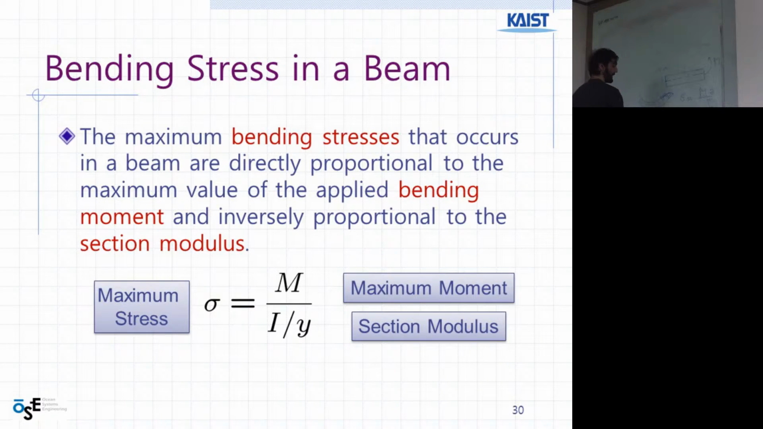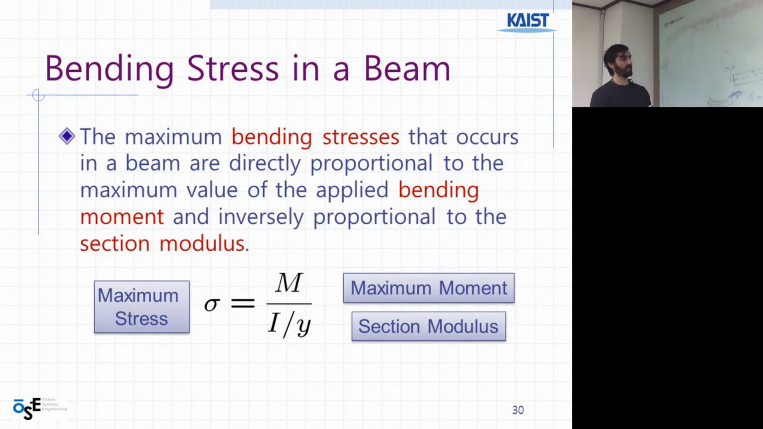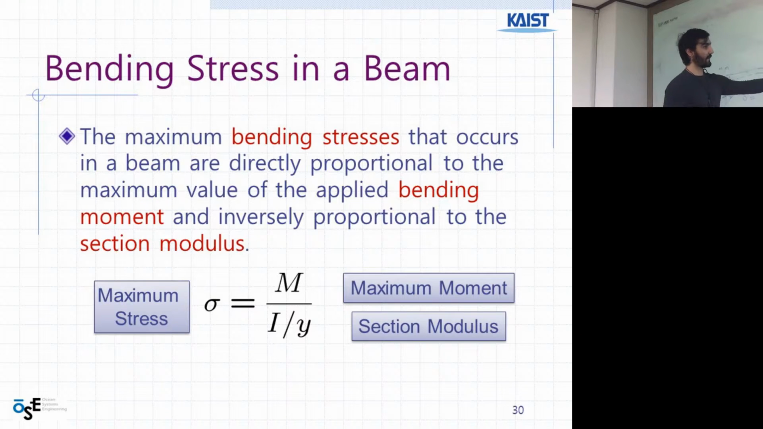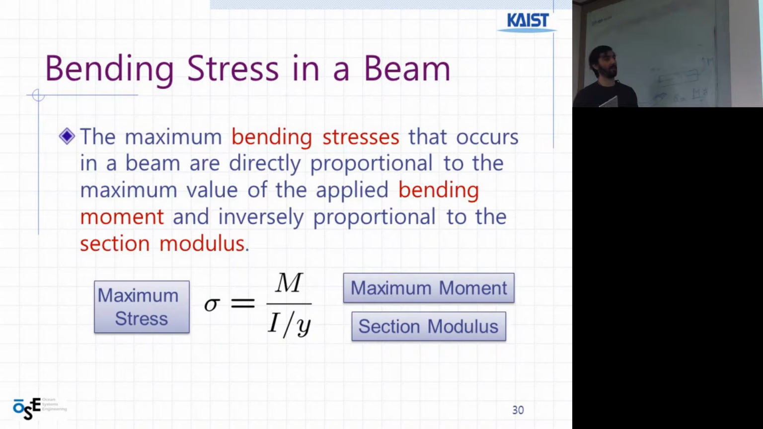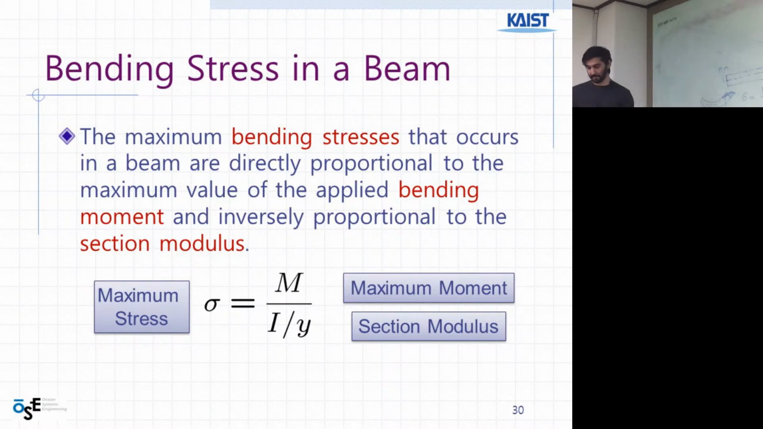In this case, the maximum tension stress is at the bottom surface, and the maximum compression stress is on the top surface. And I is the moment of inertia, and this thing is the section modulus, when you divide the moment of inertia, the second moment of area, by the vertical distance from the neutral axis.